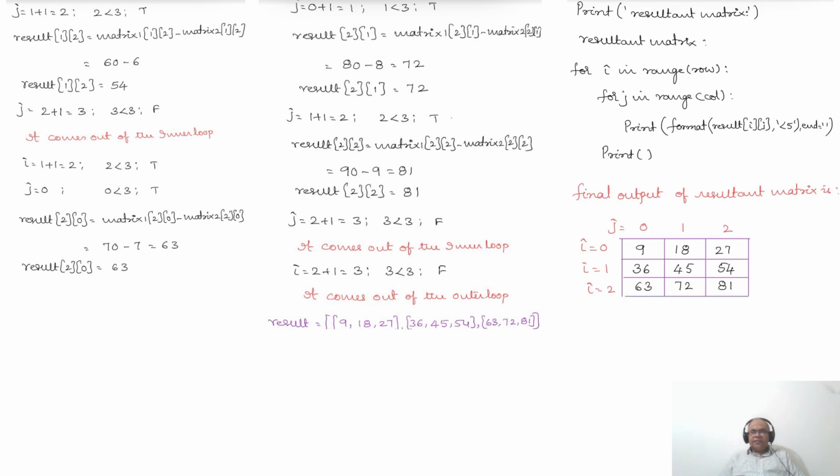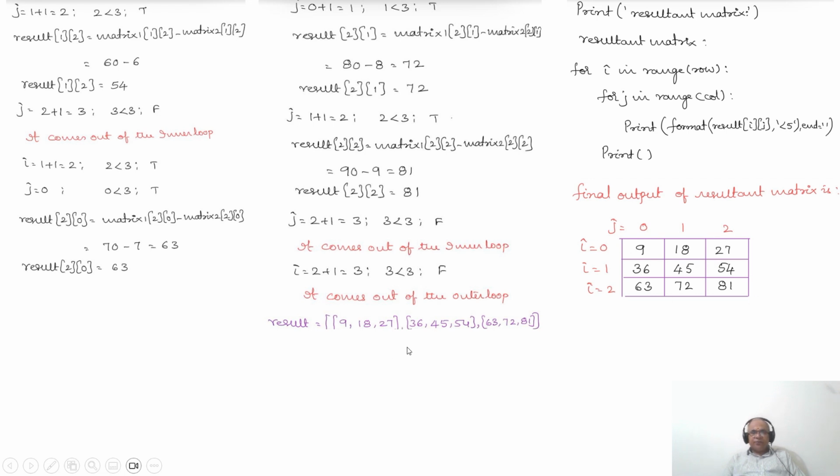Now we want to print the resultant matrix. The resultant matrix will be: for i in range row, for j in range column, print format result of ij, less than 5, and end is equal to space. So then, continuing on the same line, the print function will take you to the next line. The final output of the resultant matrix after executing this, which I have already explained to you while we were taking the input of the matrix 1, you are going to get 9, 18, 27. Whatever we have got in the nested list, I am printing that in the matrix format.